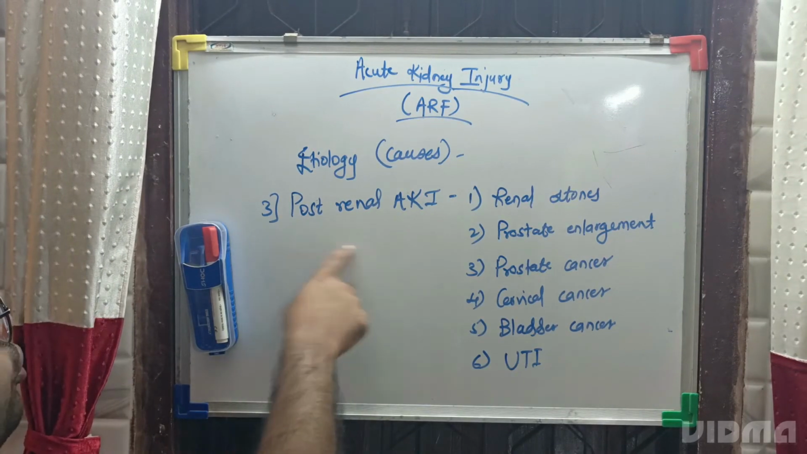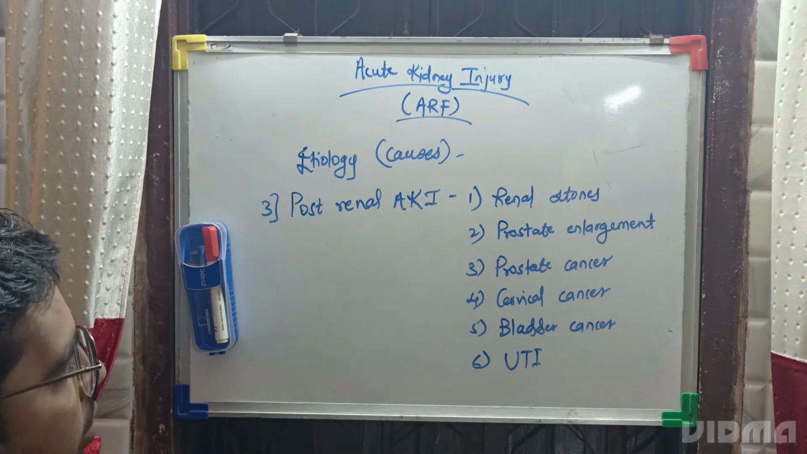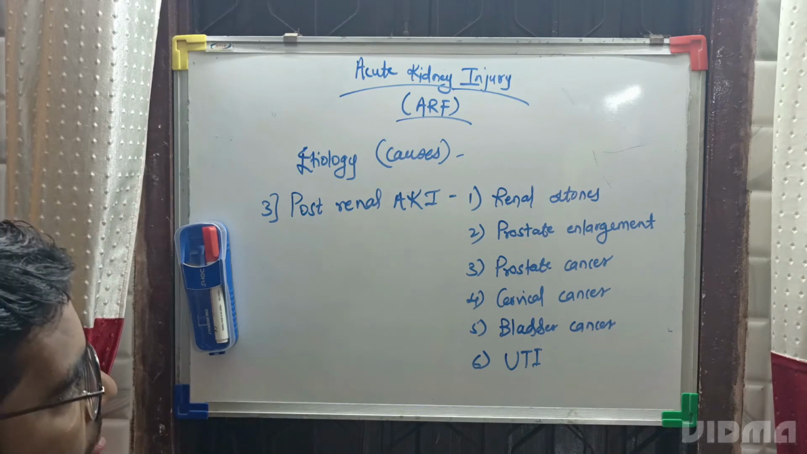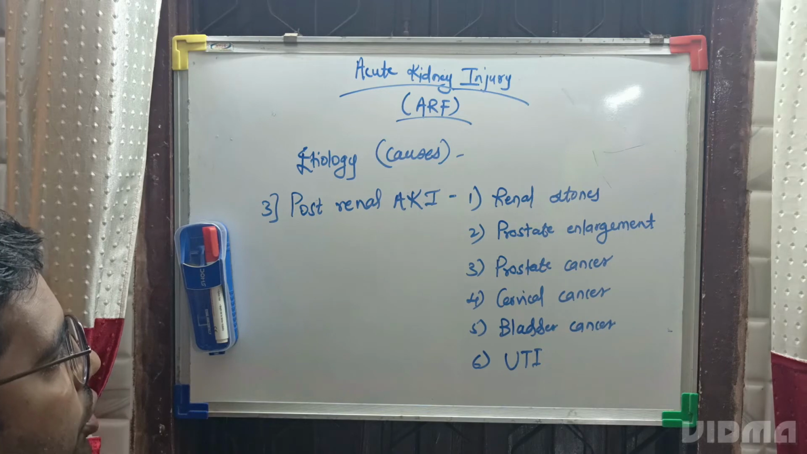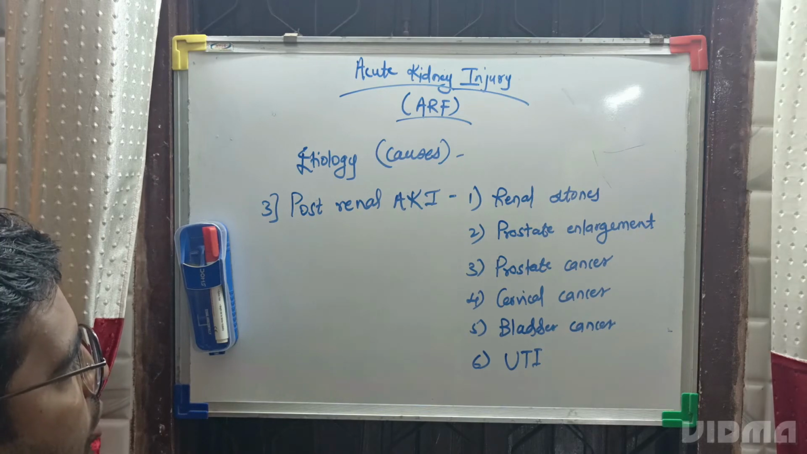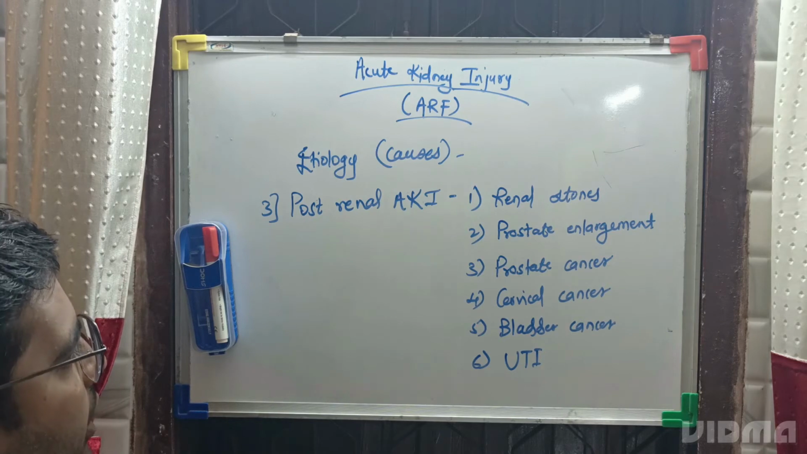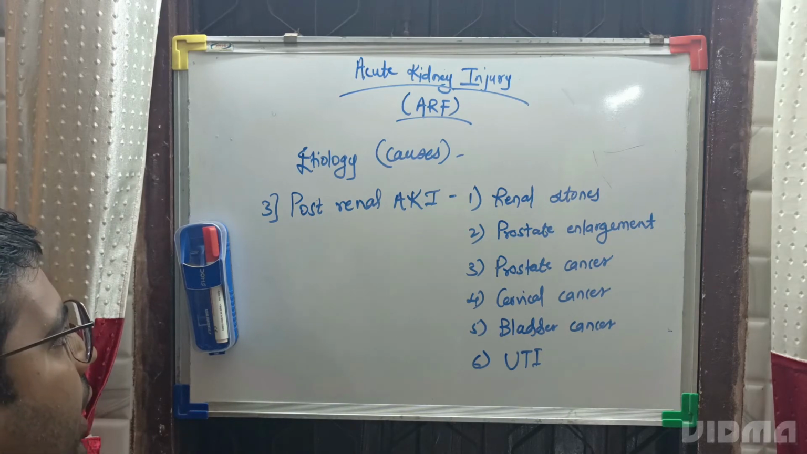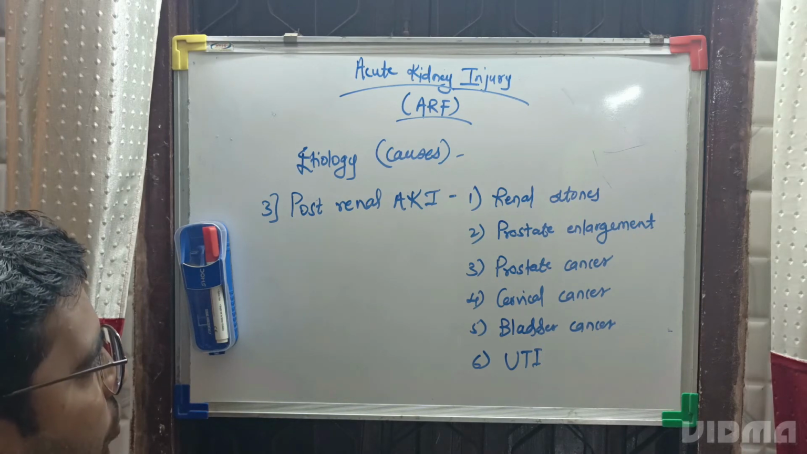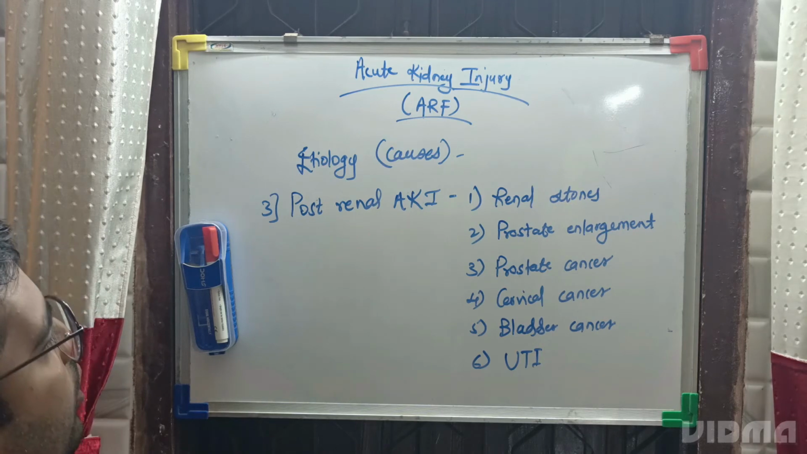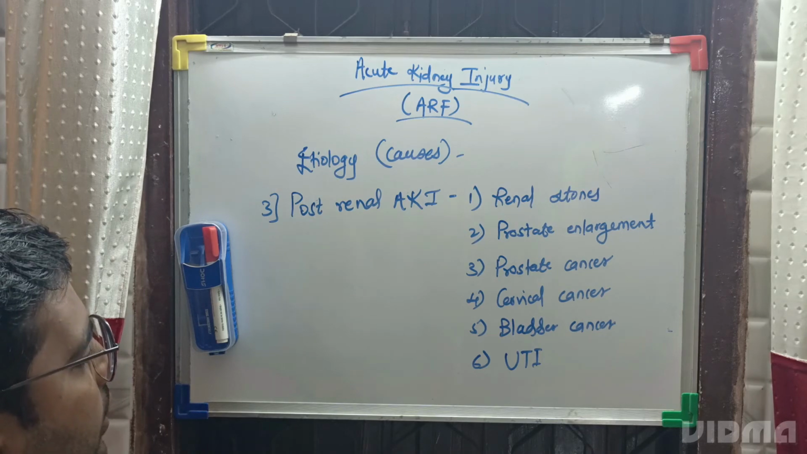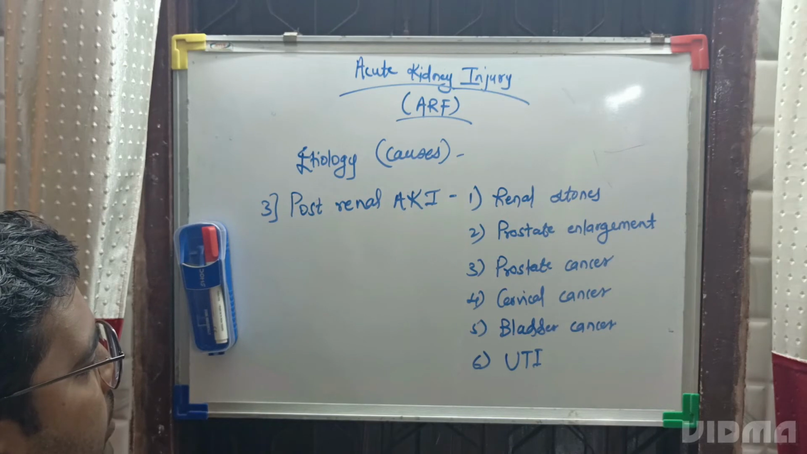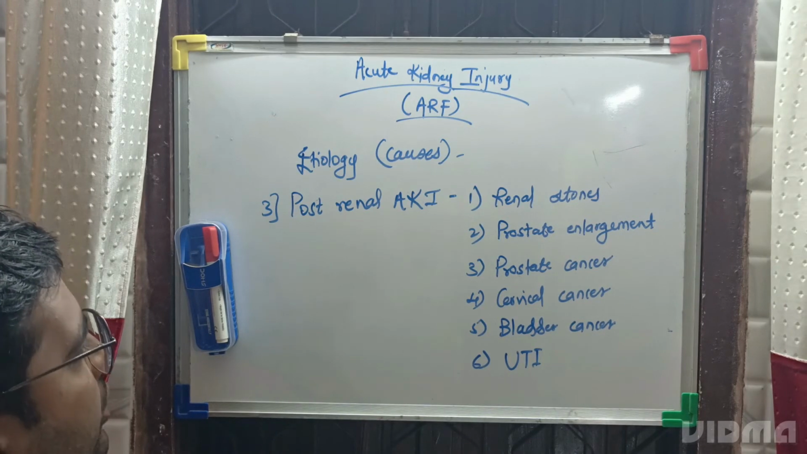Now we will focus on the post-renal causes of acute kidney injury. The first one is renal stones. The stones occur in the ureters, through which the urine passes to the bladder, and can also cause acute kidney injury. The second is prostate enlargement. There is a prostate gland behind the bladder, and there can be an enlargement of the prostate gland due to various causes. The third one is prostate cancer. The fourth one is cervical cancer. The fifth one is bladder cancer, and the sixth one is UTI, that is, urinary tract infections.